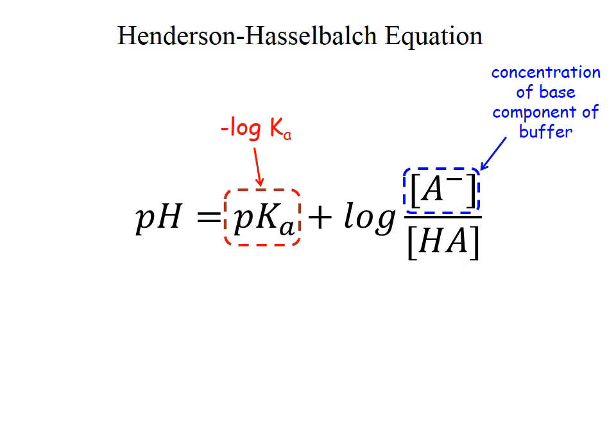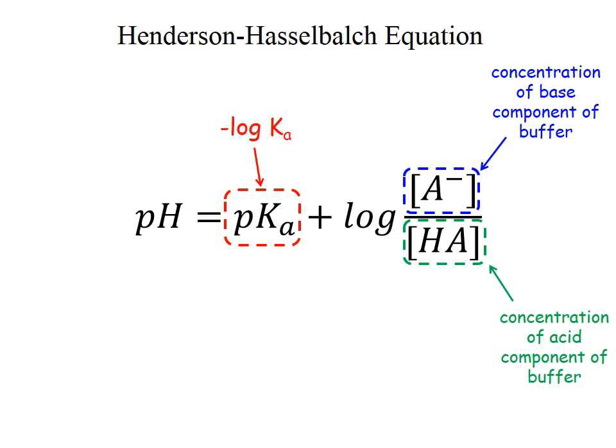So in lab, you made a buffer that was a combination of acetic acid and sodium acetate. This would be the molarity of the sodium acetate, the base. And then the brackets with the HA, that's the concentration of the acid component of your buffer. So in the acetate buffer that you made in class, that would be the concentration of acetic acid.